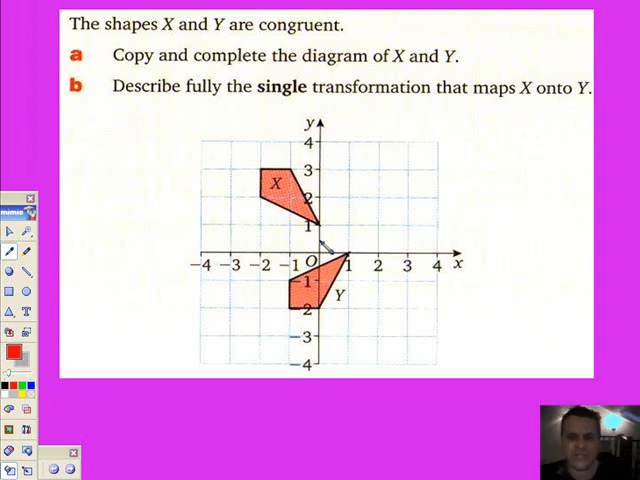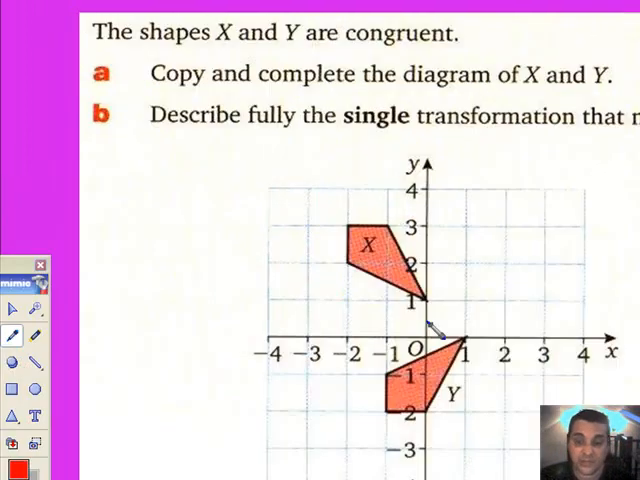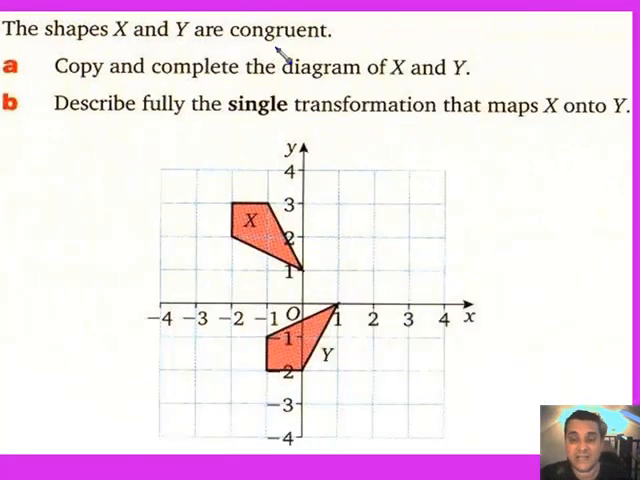Just two little questions in the assess. This is question 7. It's been given a grade B rating, that's why I'm doing it. It says the shapes X and Y are congruent, so we can't argue that. They're identical shape and size, all the corresponding lengths are the same, all the corresponding angles are identical, so they're identical in every way. Copy and complete, well, I've done that by cutting and pasting.